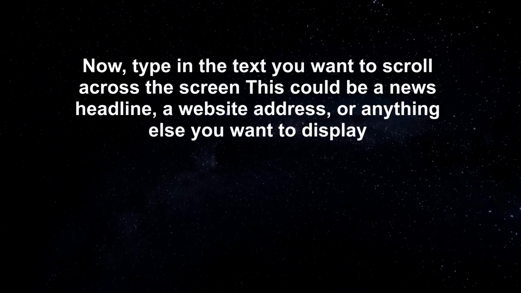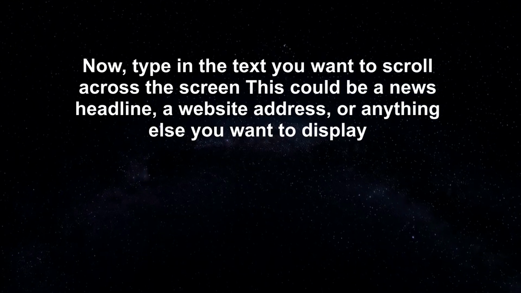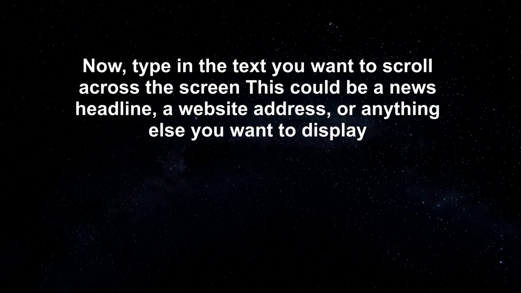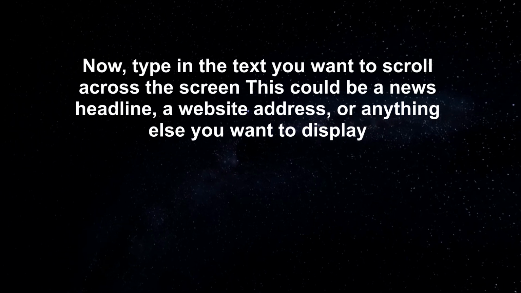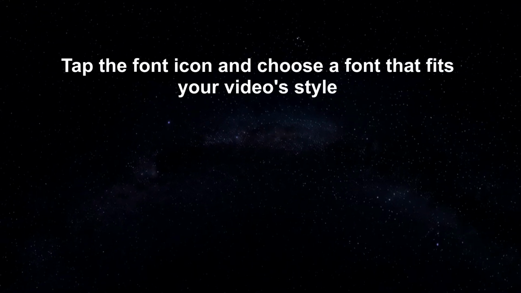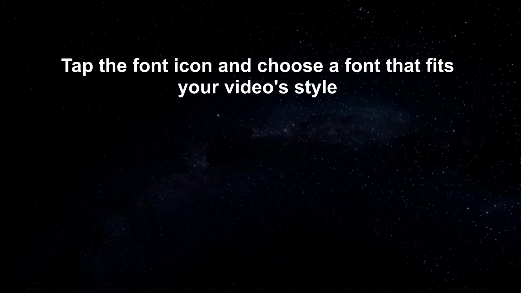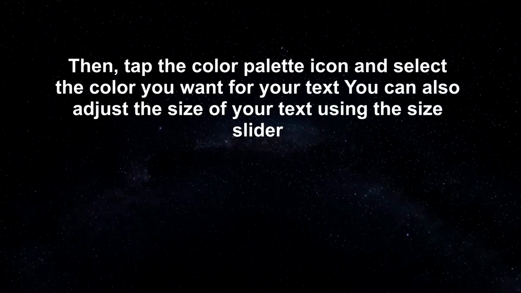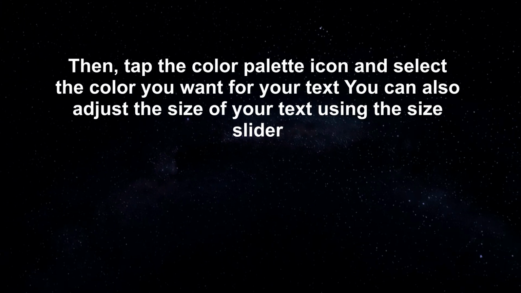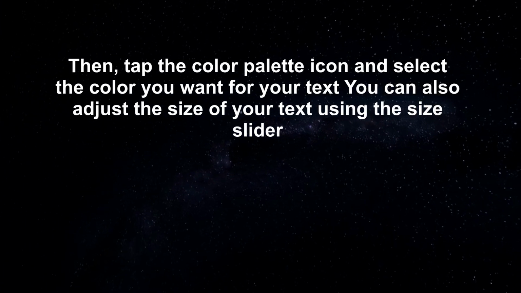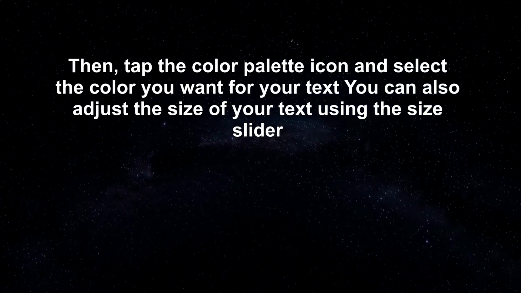Now type in the text you want to scroll across the screen. This could be a news headline, a website address, or anything else you want to display. Tap the font icon and choose a font that fits your video style. Then, tap the color palette icon and select the color you want for your text. You can also adjust the size of your text using the size slider.